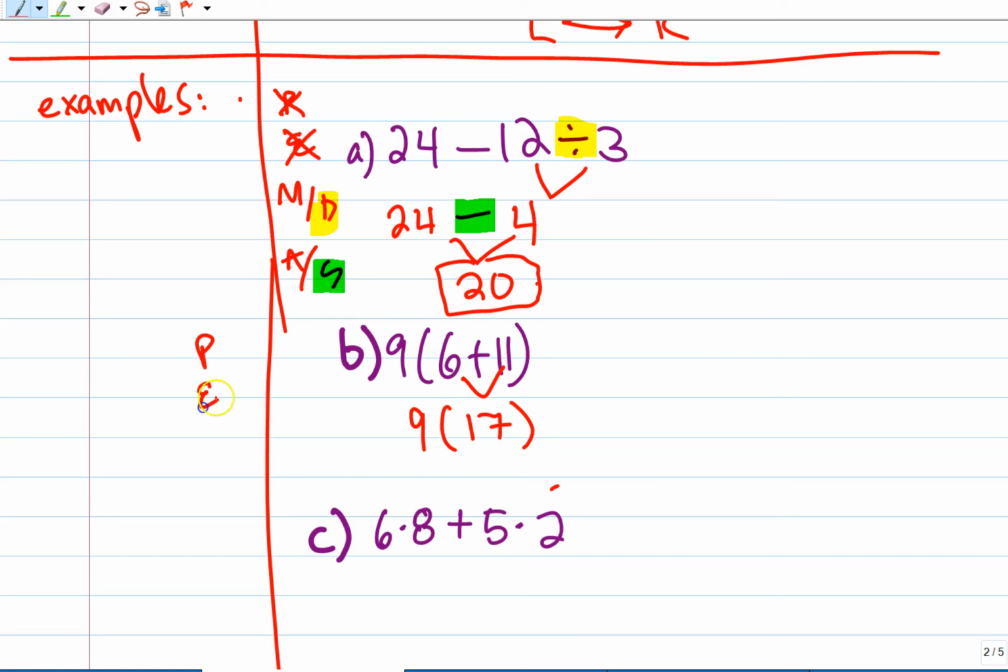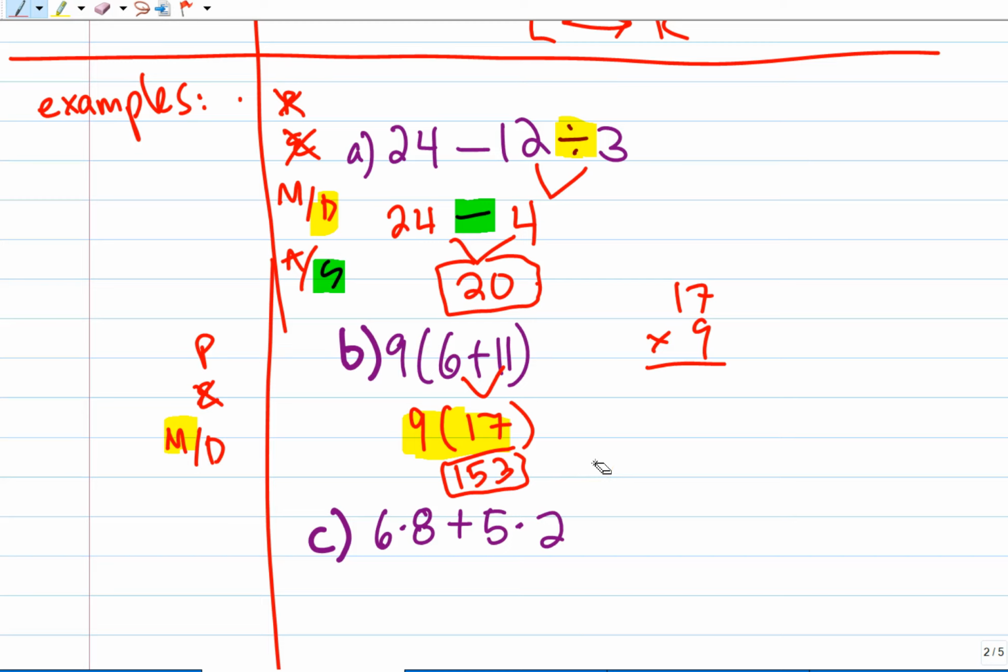Going down, there are no exponents yet. Any multiplying or dividing? Well, yeah, this time there is multiplying. 9 times 17. You can feel free to do 17 times 9 on the side if you'd like. That'd be, what, 63 plus 90 is 153. Or feel free to use your technology. Okay?